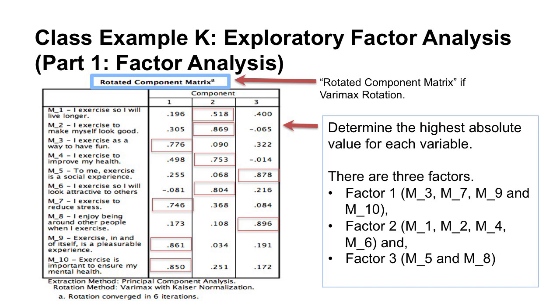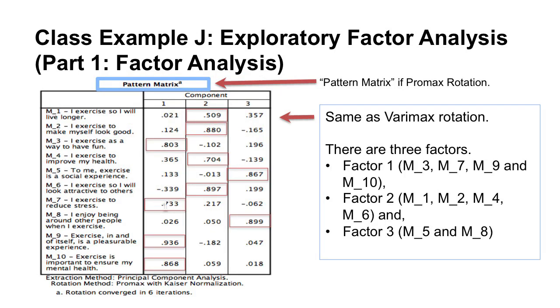With Varimax rotation, we look at the rotated component matrix, noted at the top of the table there. And for each item, M1 through M10, we look to see which component it has the highest absolute value on. So we can see that M3, M7, M9, and M10 belong to component 1. M1, M2, M4, and M6 belong to factor 2. Finally, M5 and M8 belong to factor 3.